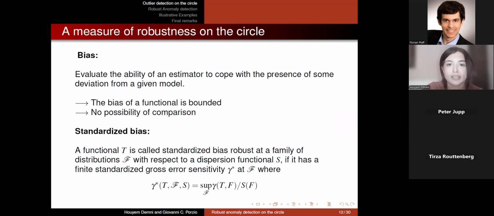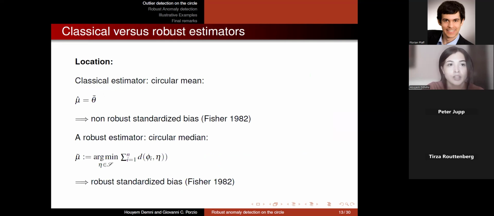A measure of robustness on the circle is the bias. We know that the bias of a function is bounded, so there is no possibility of comparison. This is why the standardized bias can be used in this case. The classical estimator of the location is the circular mean, which is known to have a non-robust standardized bias. As a robust estimator of the location, we have instead the circular median, which is given by this formula, and which is known to have a robust standardized bias.